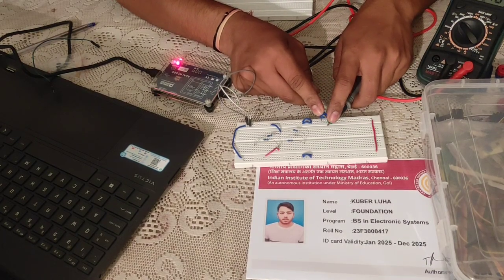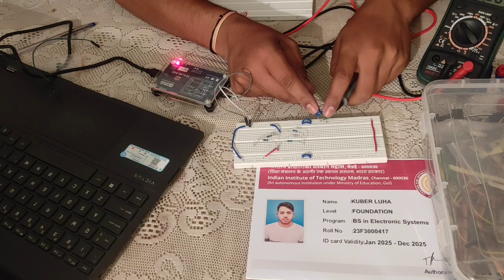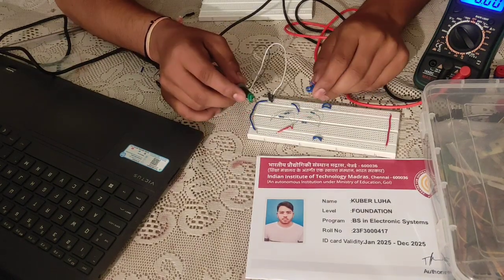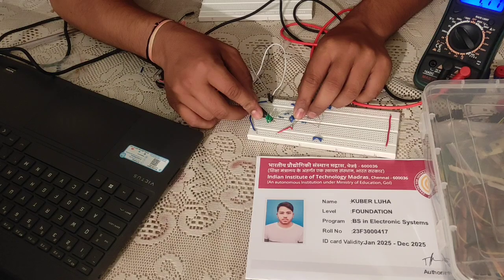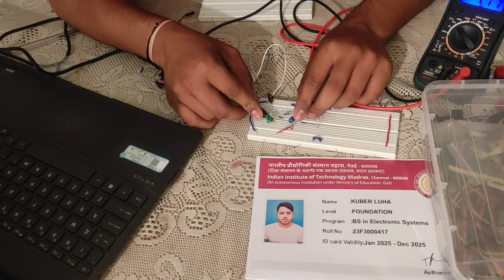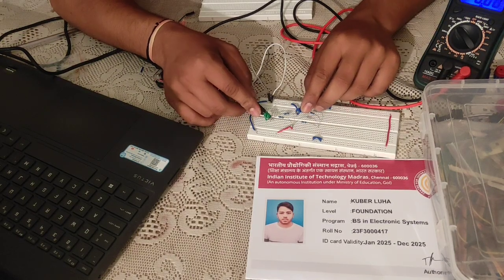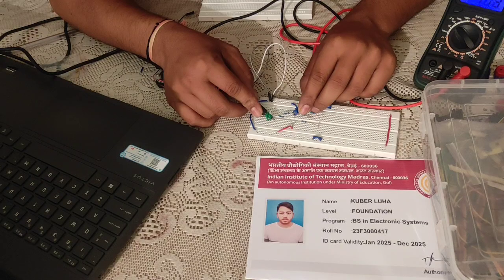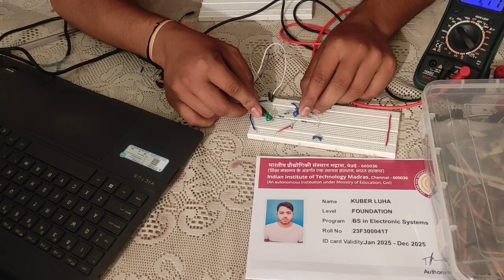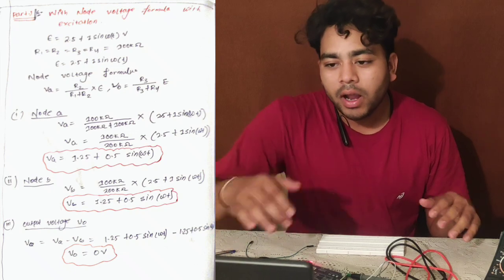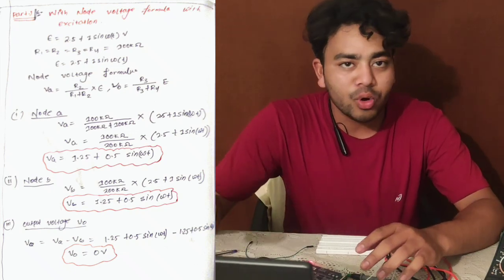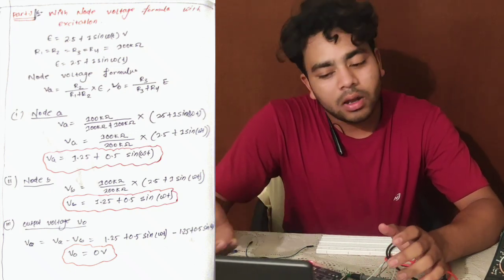You can see it is 2.46, which is approximately 2.5, right? I have to measure node A and node B. For node A and node B, it should be approximately 1 point something. Okay, it's 1.17, and node B is also 1.17. Now all the data are noted, and we have to calculate node A, node B and the output voltage.